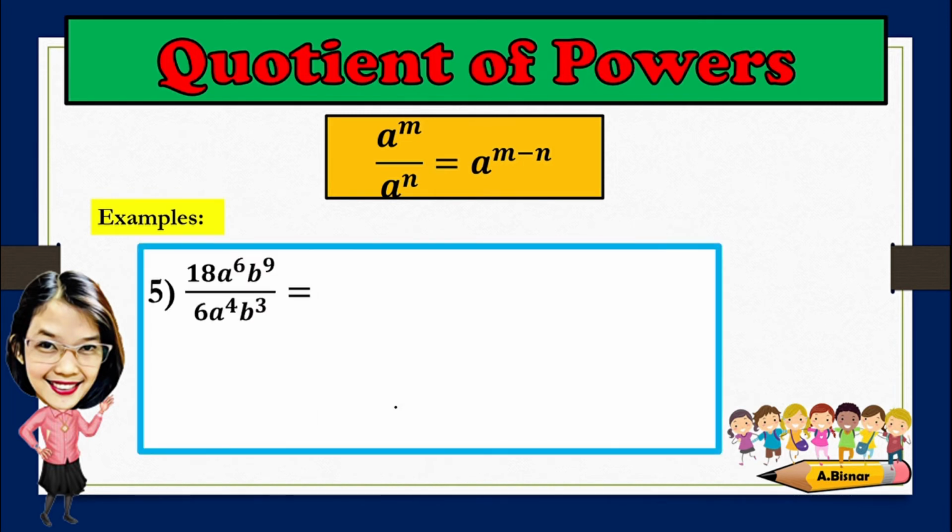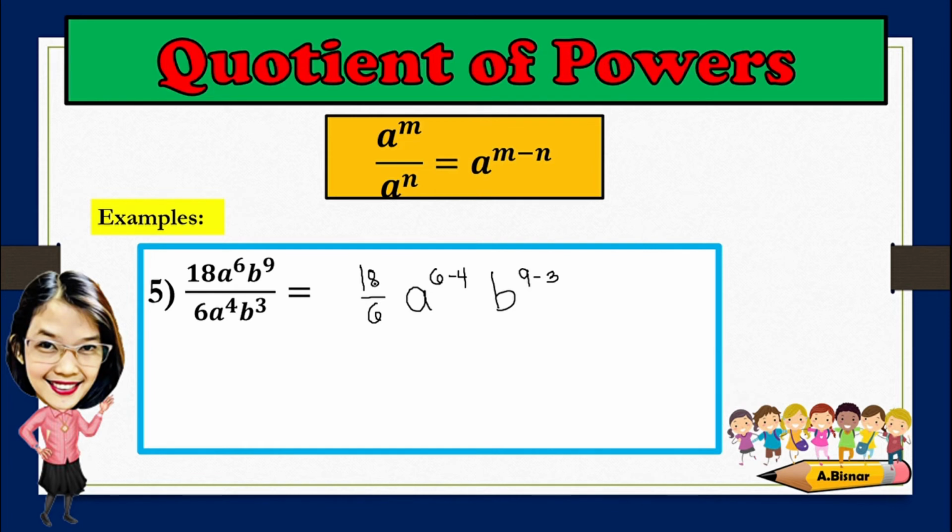Next, 18 a to the 6th b to the 9th over 6 a to the 4th b cubed. As you observe, we already have numerical coefficients. So we have 18 over 6, and we are going to simplify this. However, let's set aside this first. The exponent of a will be 6 minus 4, and with b, we have 9 minus 3.